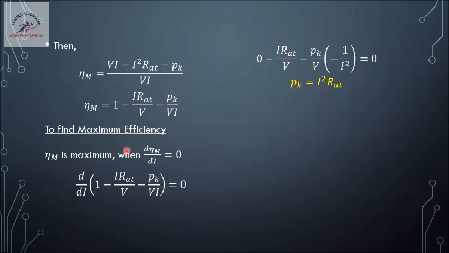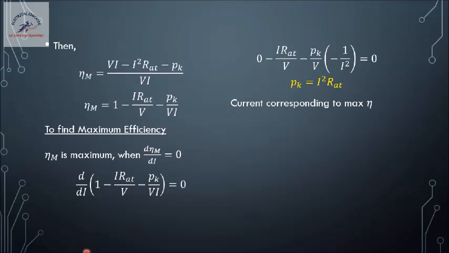So if we rearrange the equation, we arrive at this equality, that is the constant loss should be equal to variable loss. So this is true for any electrical machine. If the constant loss is equal to variable losses, then the efficiency is maximum.